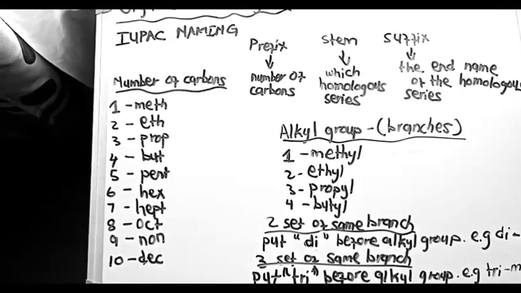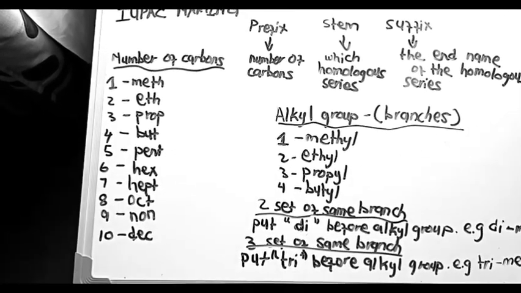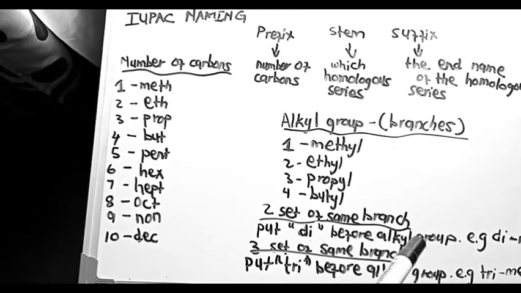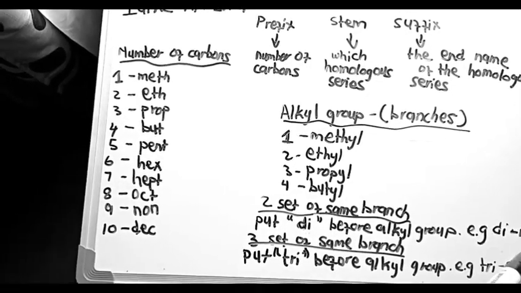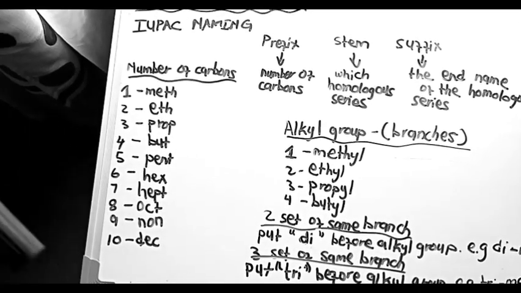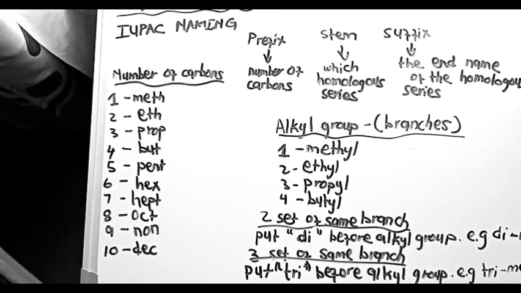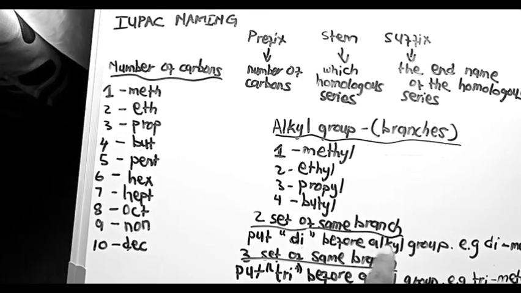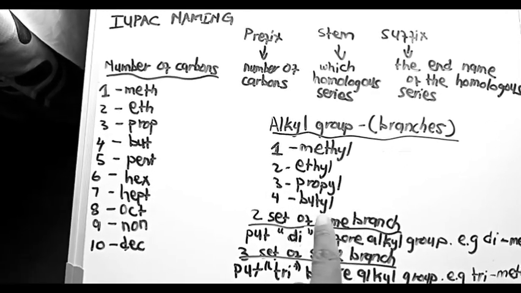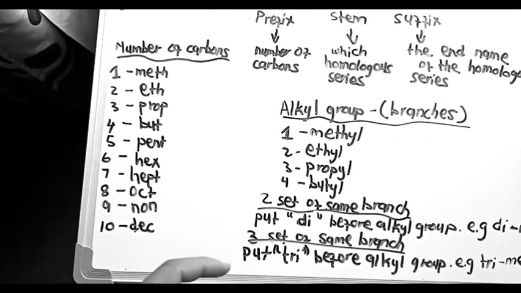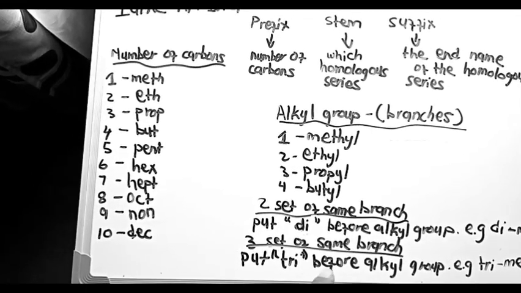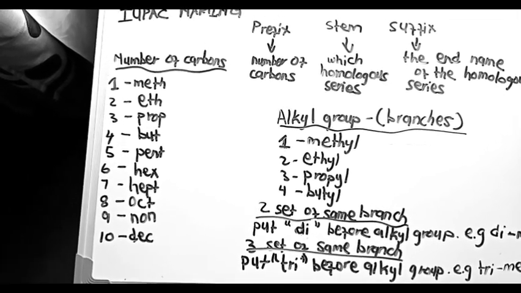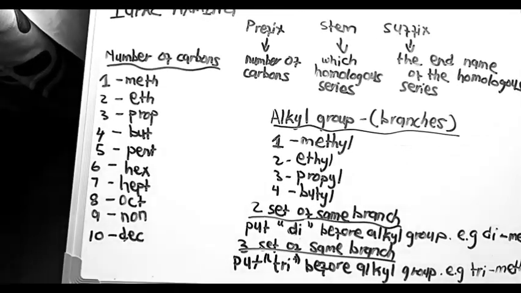Further going, if ever you have two sets of the same branch, you have to put di before the alkyl group. For example, I've written dimethyl. It means I have two methyls which are not included in my longest main chain. That's why I have written dimethyl, and they are in the same set. Three sets of the same branch, you have to put tri before the alkyl group. Trimethyl means there are three other carbons which are not included in my longest main chain.